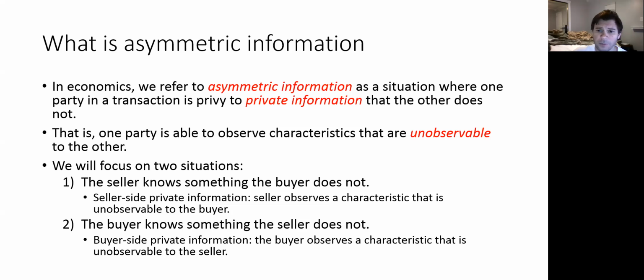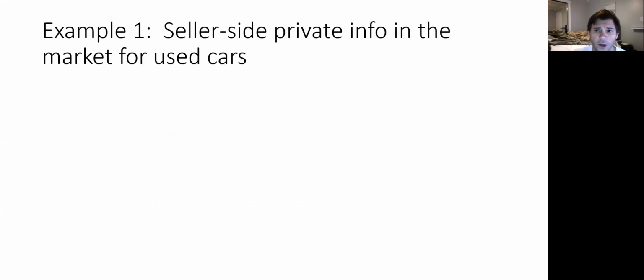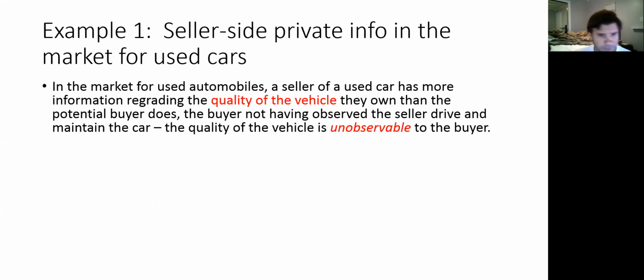So let's go through a couple examples. We'll start off with an example in a product market, and we'll look at example one regarding some seller side private information in the market for used vehicles. In the market for used automobiles, and if you've ever had a chance to purchase a used automobile, you'll know this struggle very intimately, the seller of a used car is going to have more information regarding the quality of that vehicle that they own in comparison to that potential buyer.